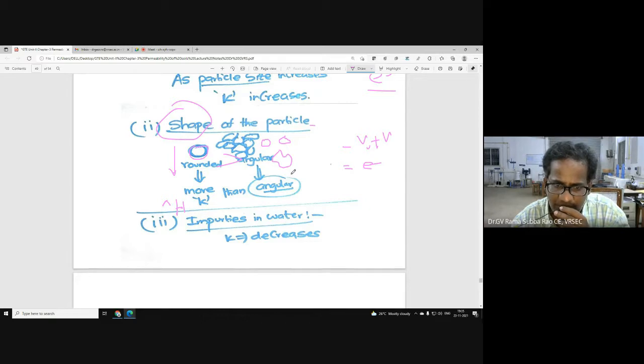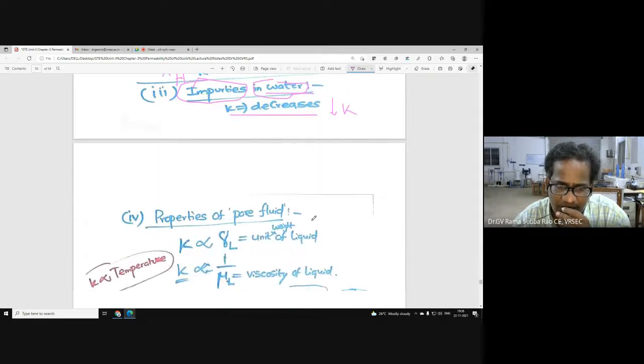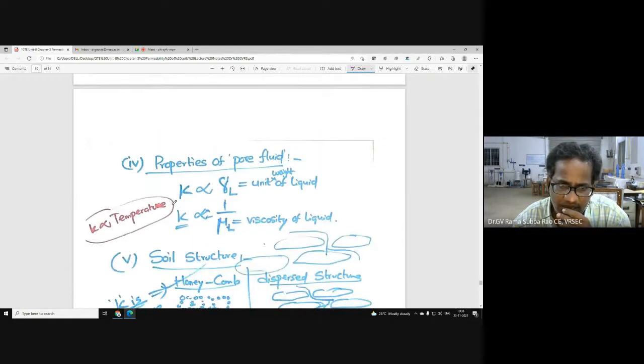And sometimes, whatever fluid is passing through soil, let me say here water is passing through soil. If impurities, unfortunately, exist in water, permeability will decrease. If any impurities are there in water, the flow will be obstructed. So impurities can decrease the permeability. And very important, the properties of pore fluid. Here you see K is directly proportional to the unit weight of the liquid. If the unit weight of the pore fluid is more, obviously permeability is more.